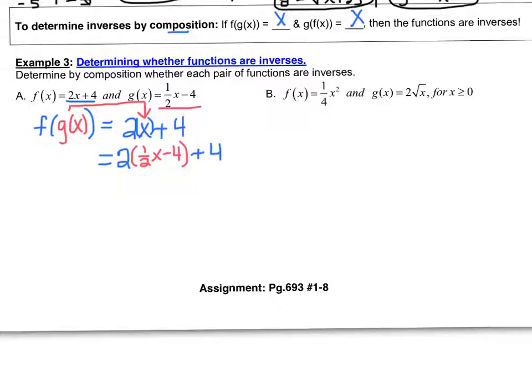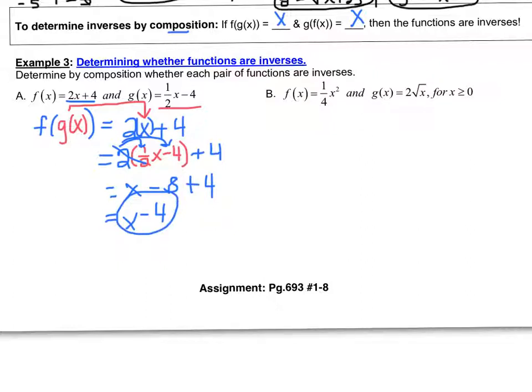And so now I need to distribute. 2 times 1/2, those 2's are going to cancel out, so I just have x, 1x, and then I'll do 2 times negative 4, which is negative 8, and then I have the plus 4 over there, so this whole thing equals x minus 4.